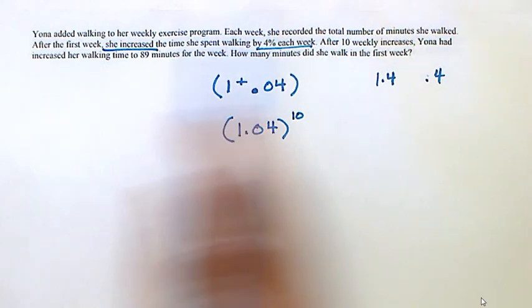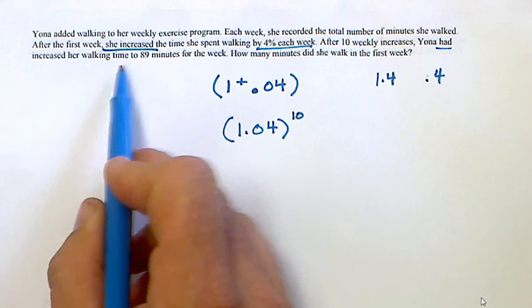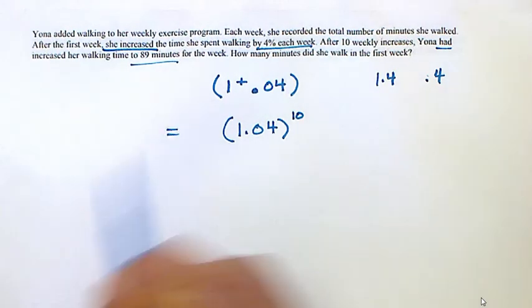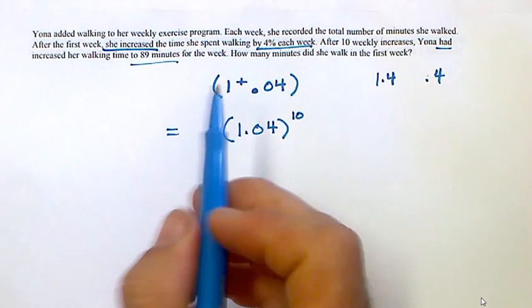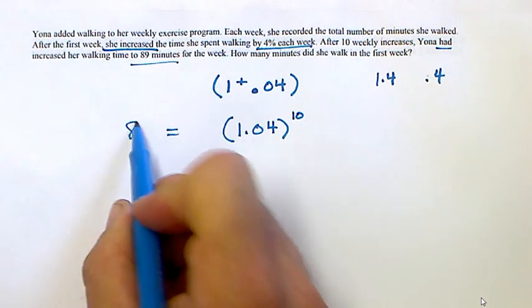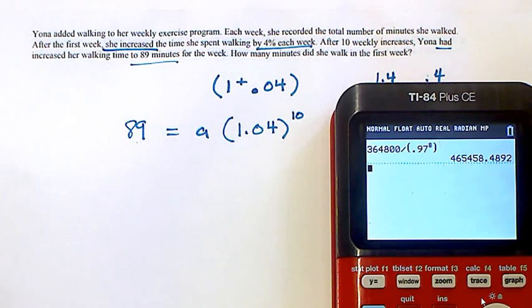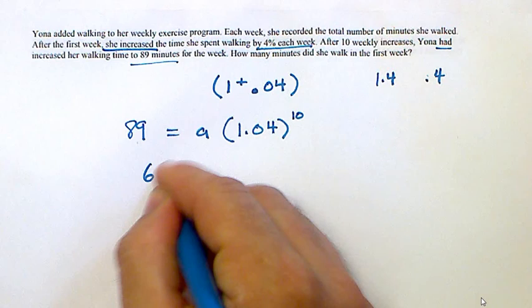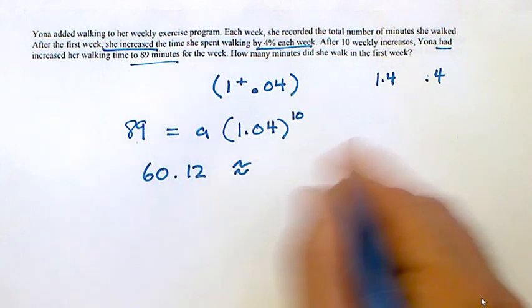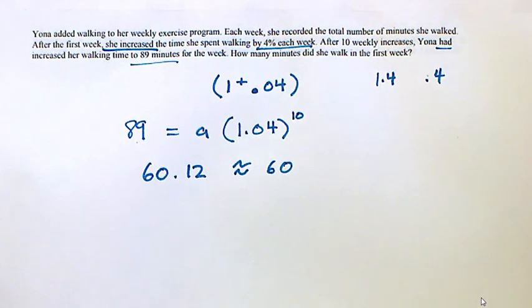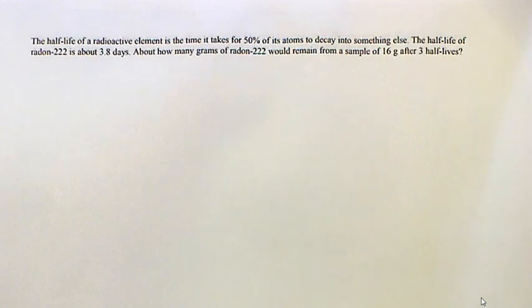She had increased her walking time to 89 minutes. So again, this is the idea of having something in the beginning, or looking for the piece that's in the beginning, given what you have in the end. And then we could take the 89, divide that by the 1.04 to the 10th, and we get 60.12. I believe on your standardized multiple choice, it's just going to say 60. It's going to ask for an approximation there.